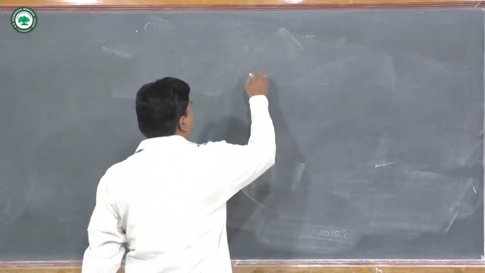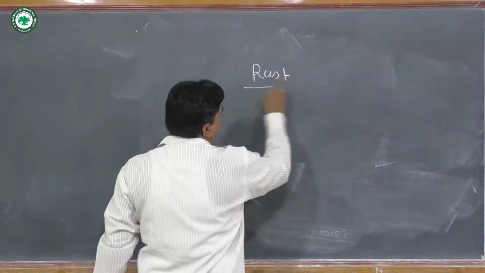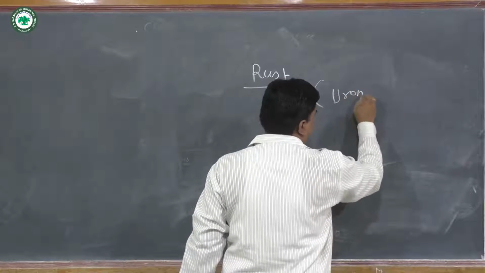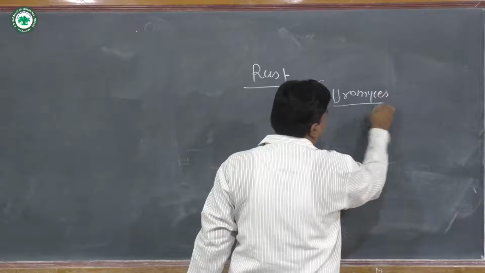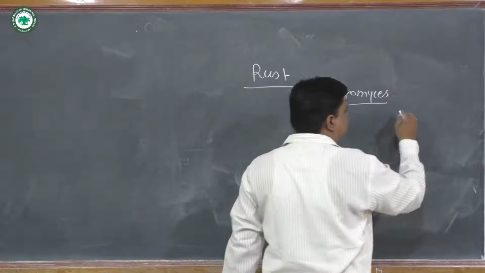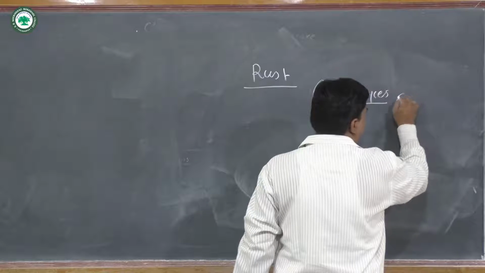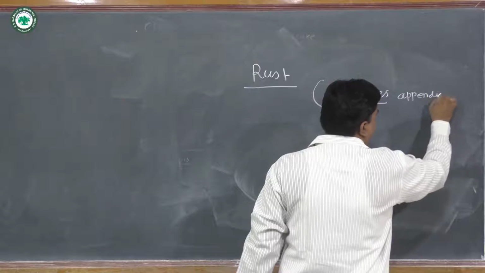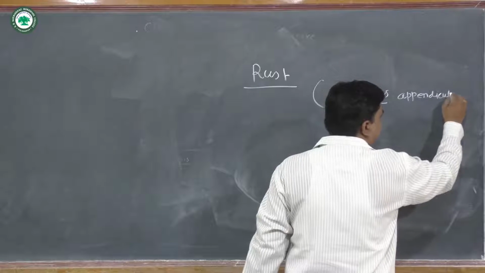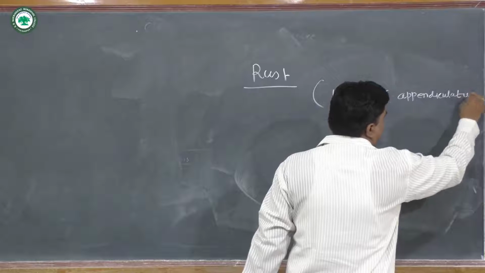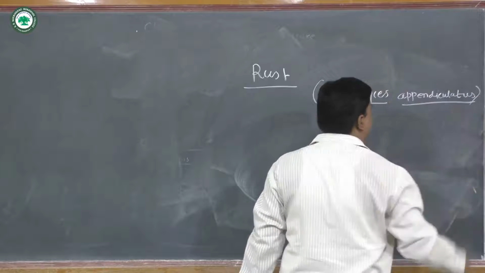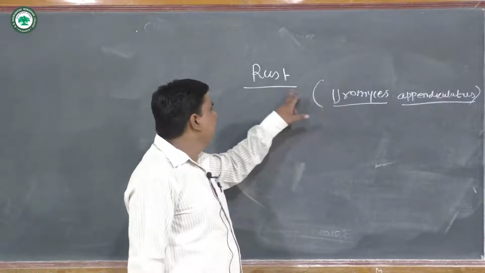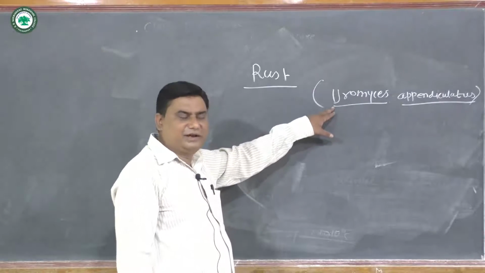Next disease is rust. What is the causal agent of rust? That is Uromyces appendiculatus. This is the causal agent of the disease rust.